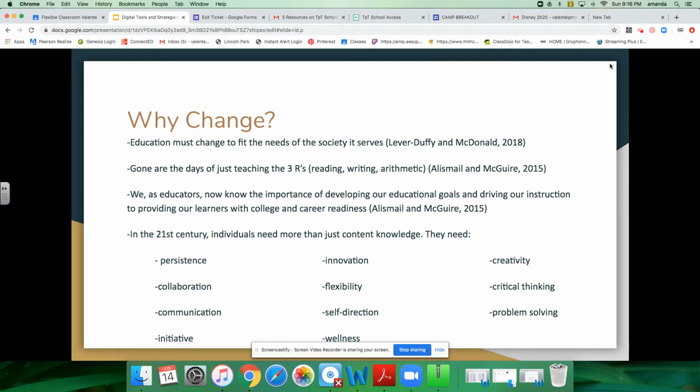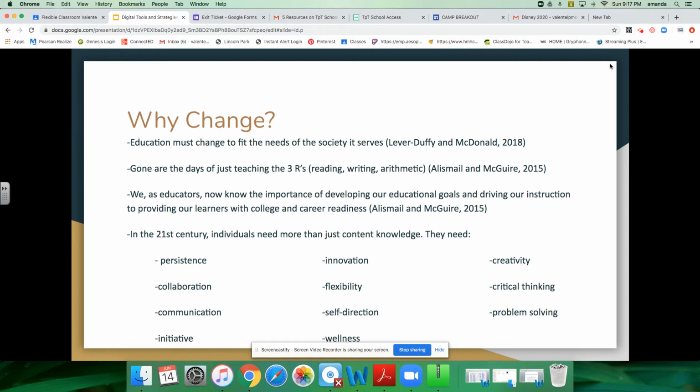So, as we already know, as educators, we always strive to develop educational goals and drive our instruction to prepare our learners for college and careers. And in the world we live in today, college and careers are very technology savvy and integrate a lot of different technologies. So we need to gear our instruction towards preparing them for those two paths.